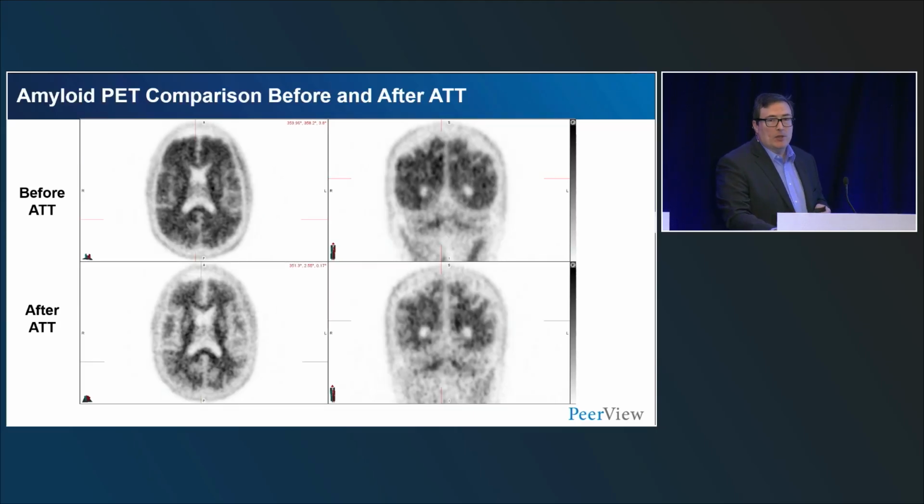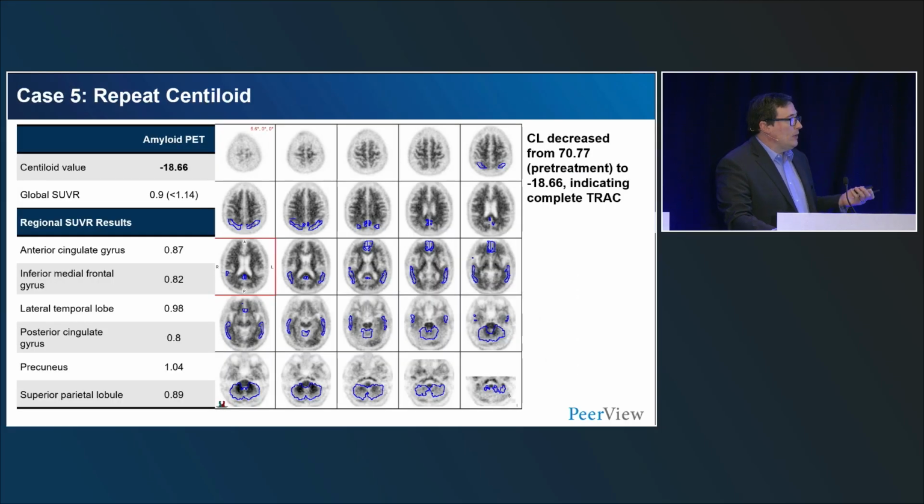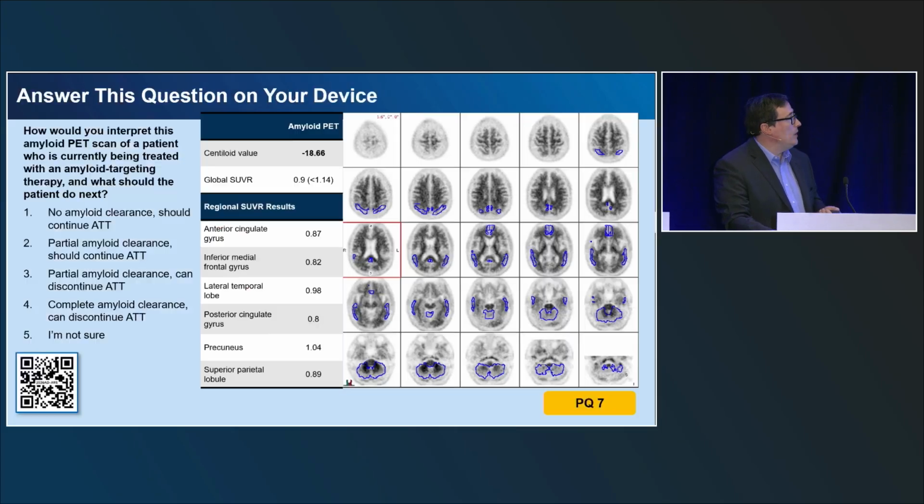Now you can much better see gray-white differentiation throughout the cerebral cortex. And so his Centiloid values are 0. He's had a large drop, and this is someone who could stop therapy based on Centiloids.